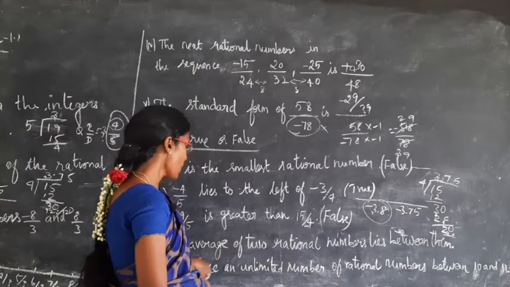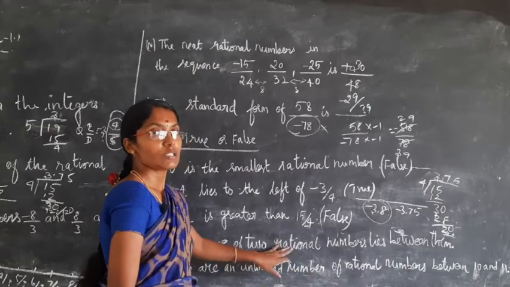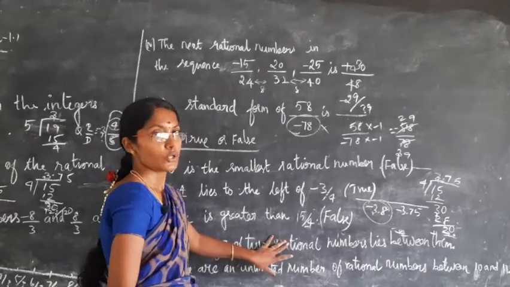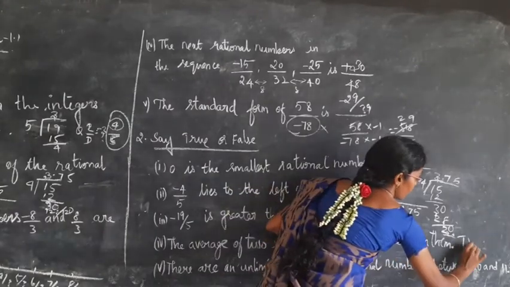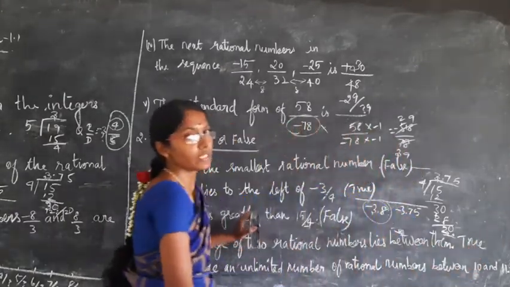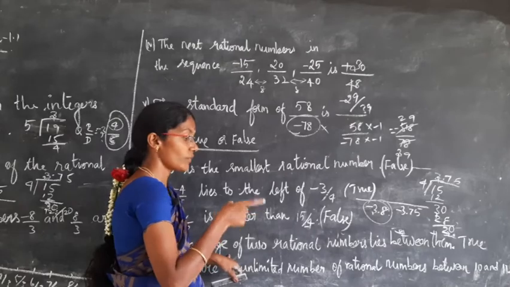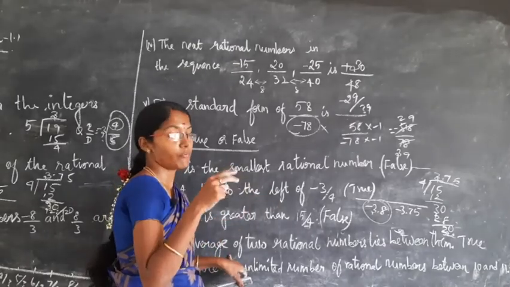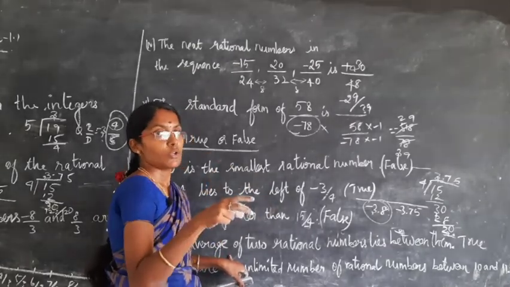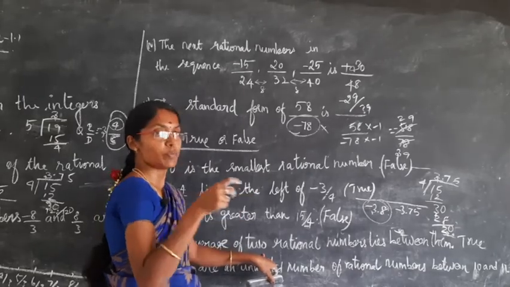Okay, so the next one, the average of two rational numbers lies between them. The average of two rational numbers lies between them. So the statement is true. The average of two rational numbers lies between them. Average means itself between. So the average of two rational numbers lies between them.